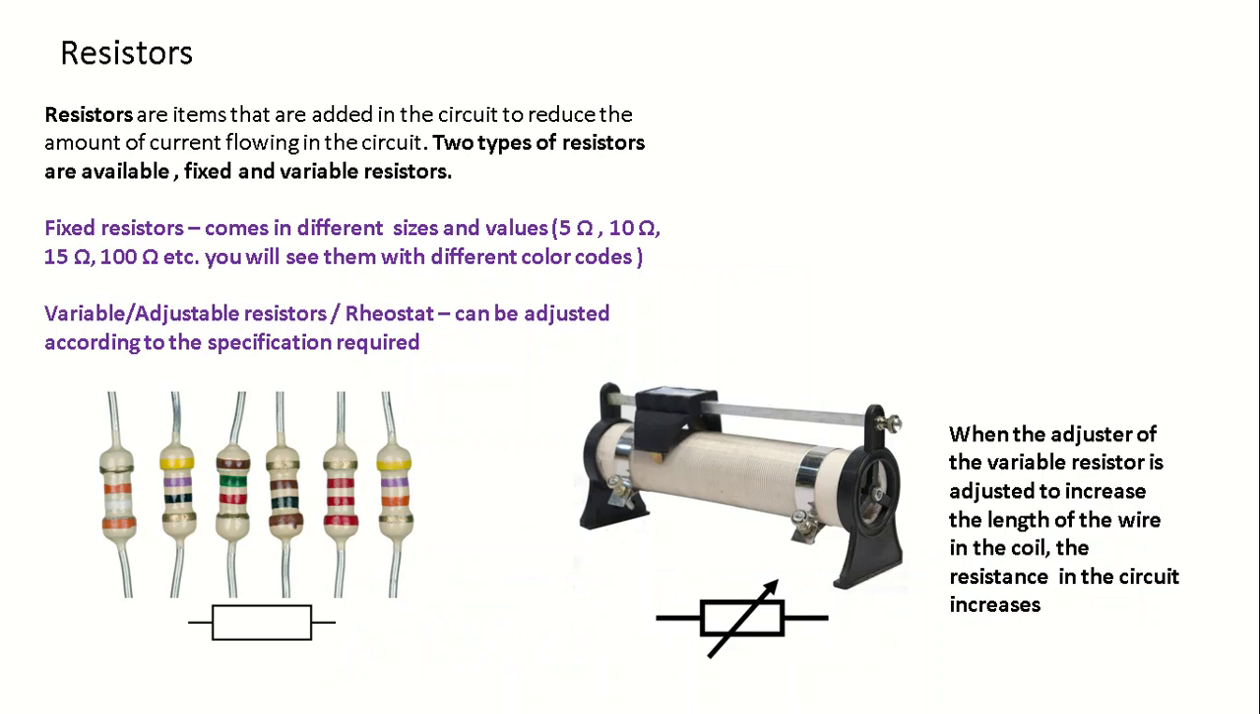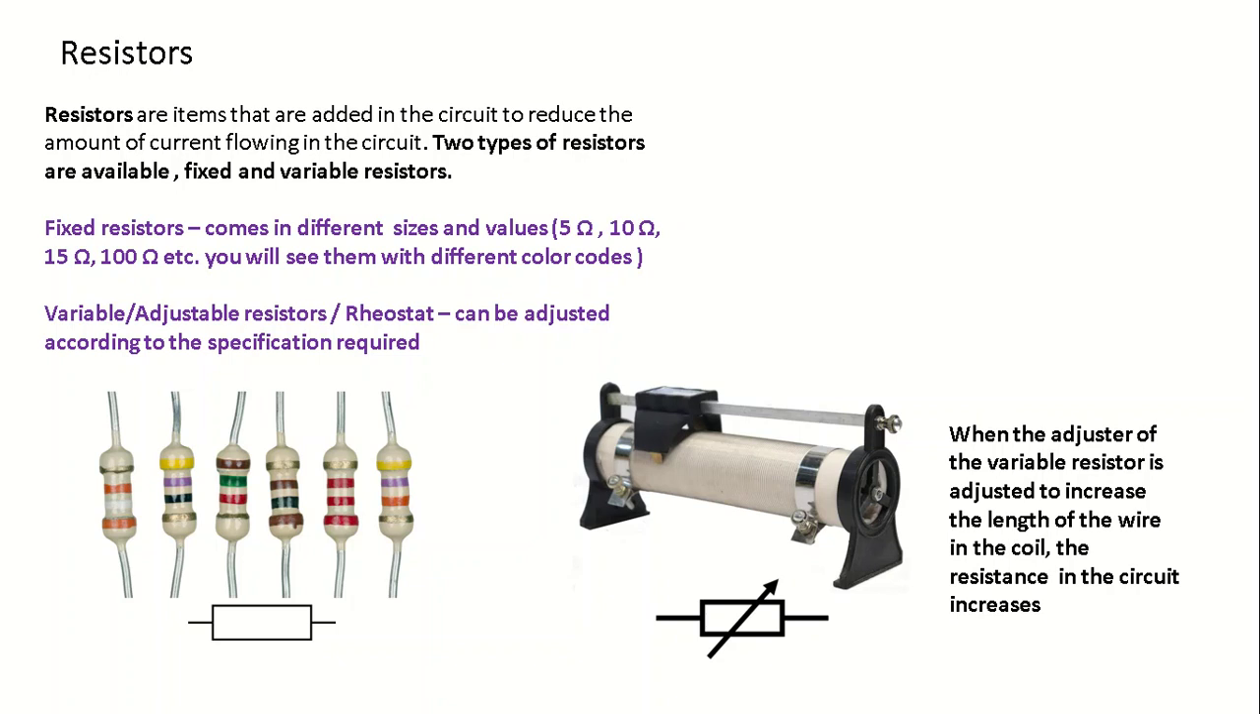Okay, resistor. A resistor is a device or a component that is added in a circuit to prevent the flow of current in the circuit or to reduce the flow of current in a circuit. Okay, we have two types of resistors. We have the variable resistor, we have a fixed resistor.